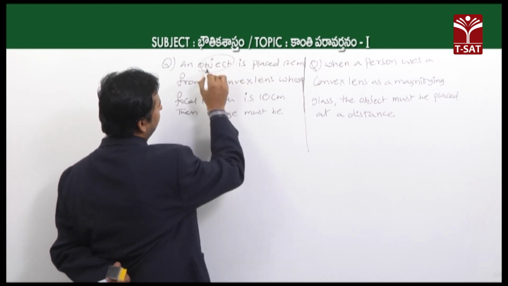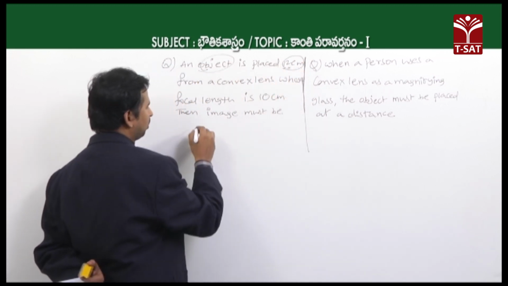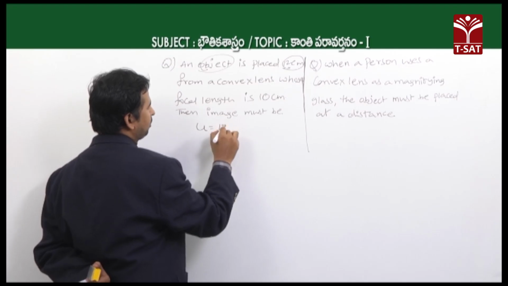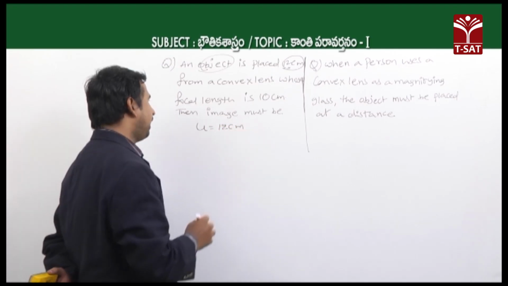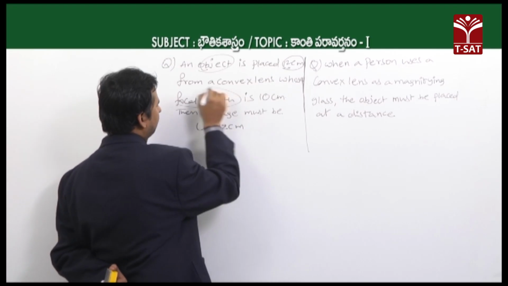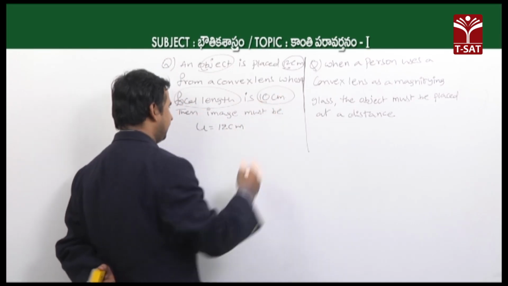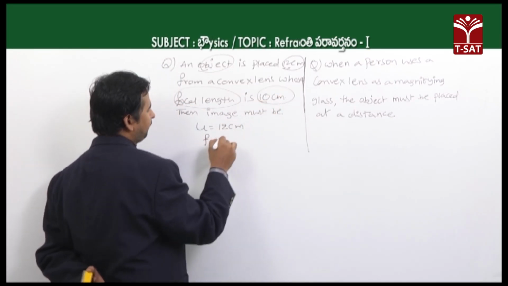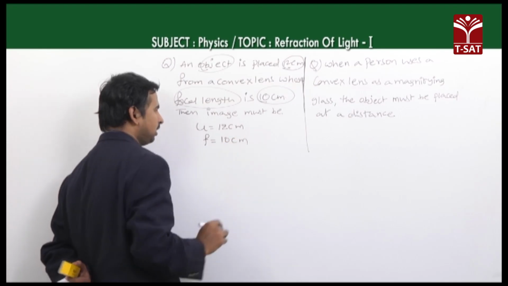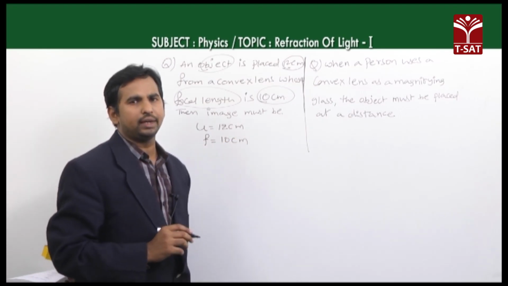Here mainly two things are given. The object is placed at 12 centimeters, so the object distance u is 12 centimeters. Also, the focal length f is given as 10 centimeters. So we know the u value and the f value here.